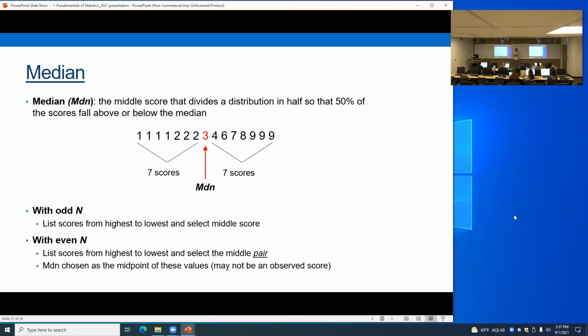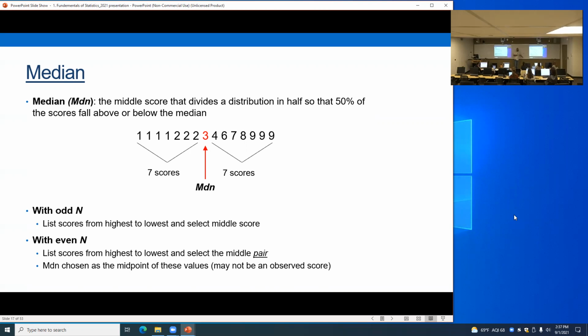All right, median. Median is the middle score. This is the score that divides the distribution so that we have half of the scores on top, half of the scores on bottom. Calculating the median is a pain to do by hand. We don't hardly ever have to do this now, but back in the day, you'd have to list everything in order, list the scores from highest to lowest, and select the middle score.